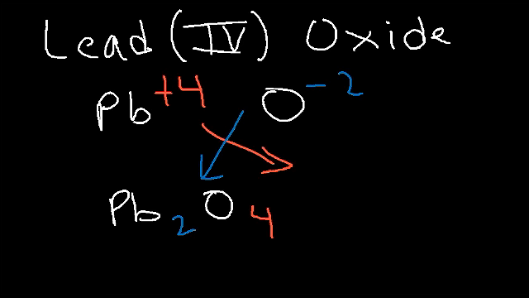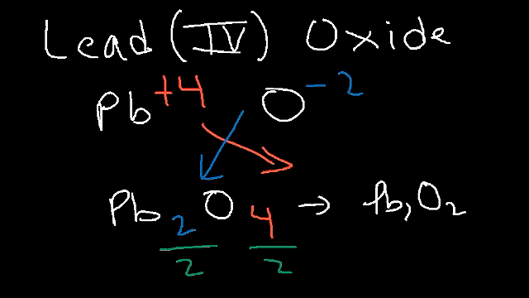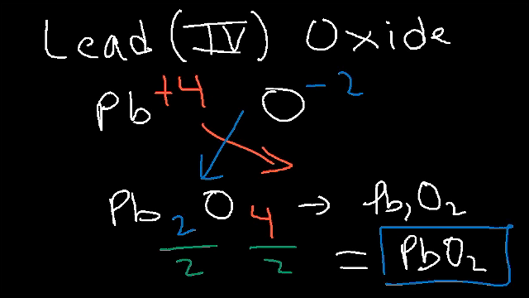But notice that 2 and 4 are even numbers, which means that we can reduce it by 2. And we should. So if you get a situation like this, make sure you reduce it. If we divide it by 2, we're going to get Pb1O2, which means the final answer is simply PbO2. So if you can, make sure to reduce the subscripts until you get the lowest whole number ratio.